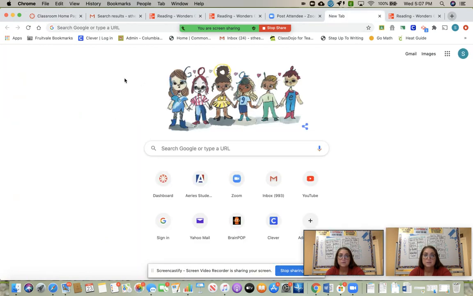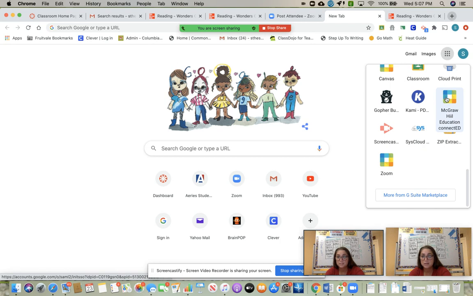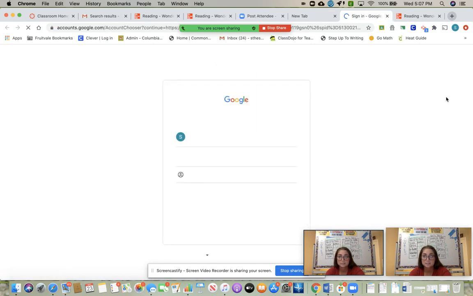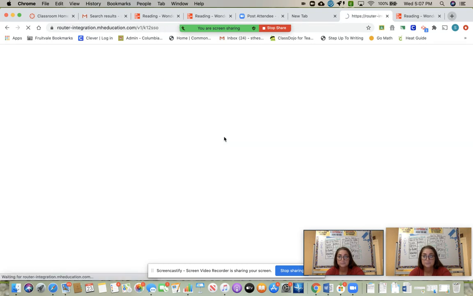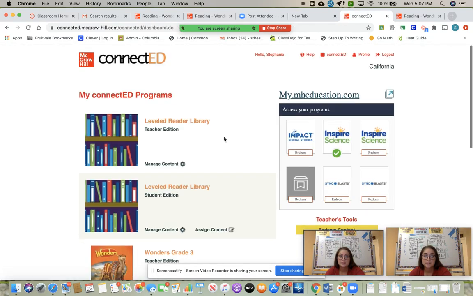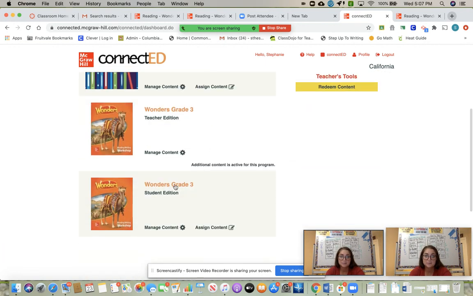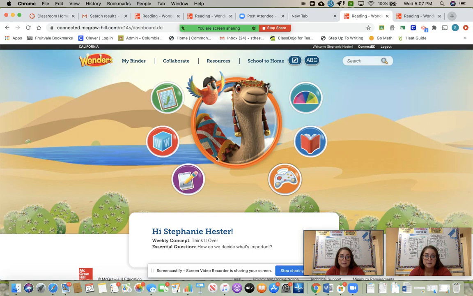All right. You can go to a new tab. You go to your waffle. You scroll all the way down until you see McGraw-Hill Education Connect ED. Log in with your account. It may take you directly to your student page, but if it doesn't, you need to hit Student Edition, 3rd grade, and then in the to-do, all 3 will be there. So you just click and complete them all.